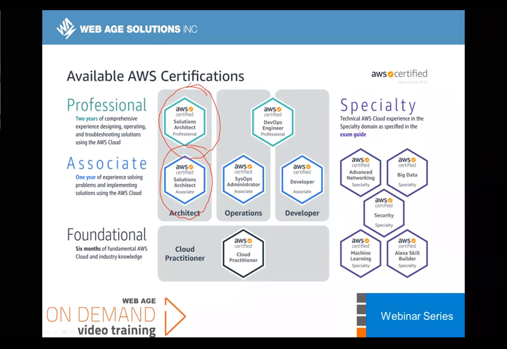For the associate, the expected level of experience is 1 year of actually working and implementing solutions on AWS, right? So that is next to any industry experience that you might have or might need to be able to get to a point where you start using AWS. For the professional tier, 2 years of comprehensive experience, 2 years of troubleshooting solutions, 2 years of actually operating business applications that are in production on the AWS cloud.